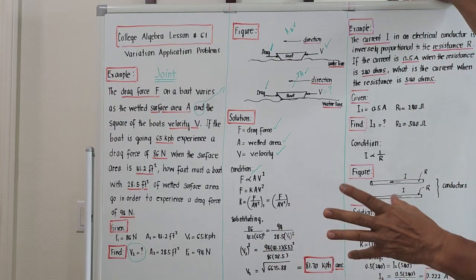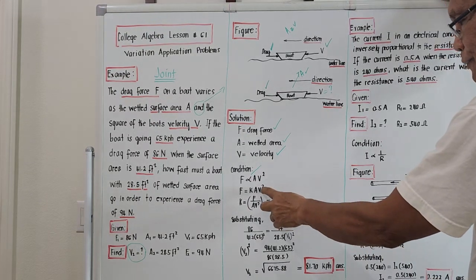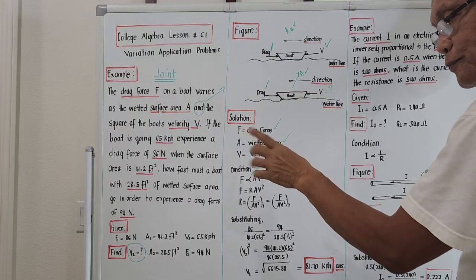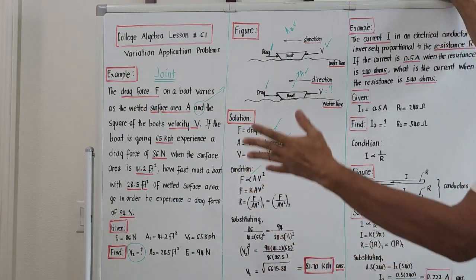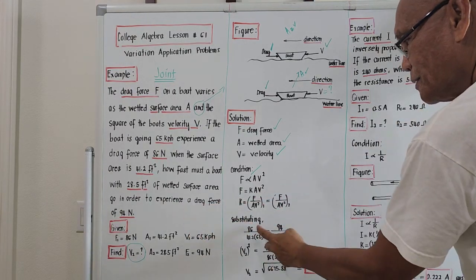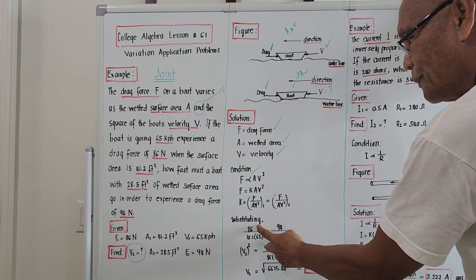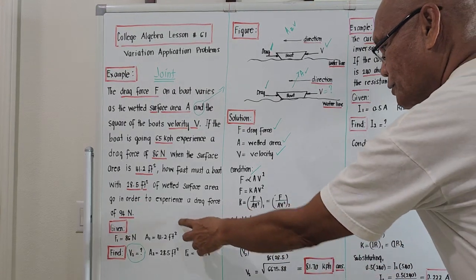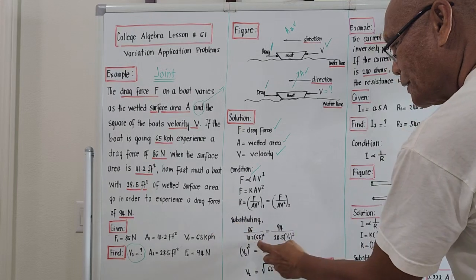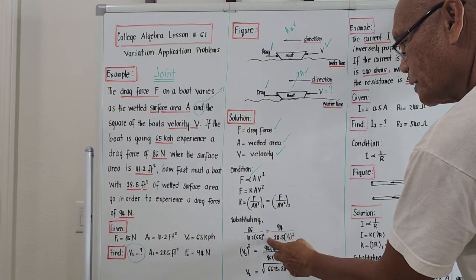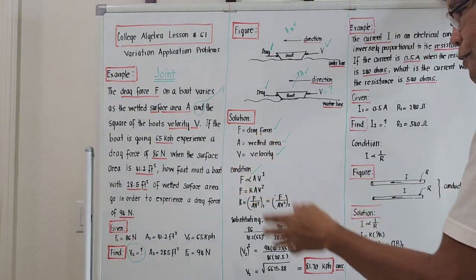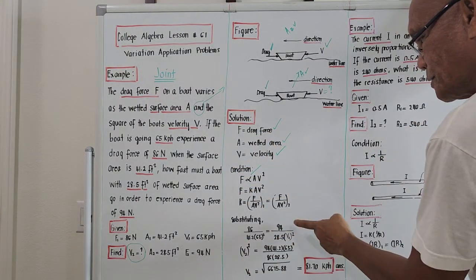We are given the 3 values for condition number 1. We are given 2 values on condition number 2, so we can solve for the unknown. So substituting, F1 is actually 86 newtons. The area is 41.2 square feet. The velocity is 65 kilometers per hour. We must square this one. Equal to the new drag force, which is 94 newtons.